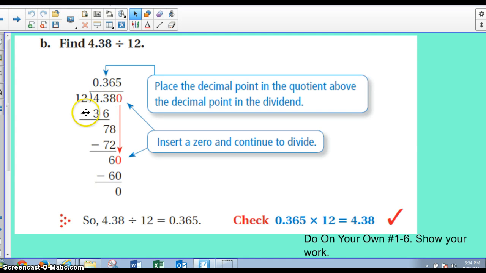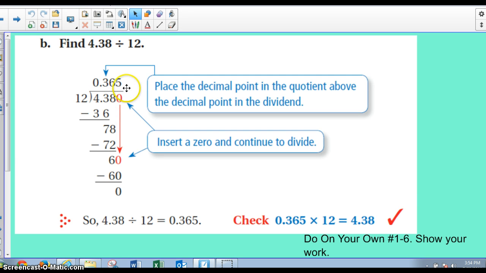Once you did 3 times 12, you can subtract out the 36. That leaves you with 7. You bring down the 8. Then you ask, how many times does 12 go into 78? The answer is 6 times. Subtract 78 and 72. Now remember, in our key points, you have to keep dividing until you have no remainder.